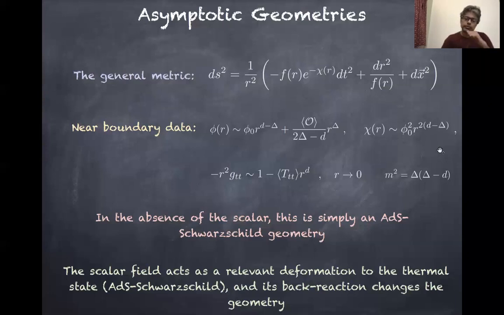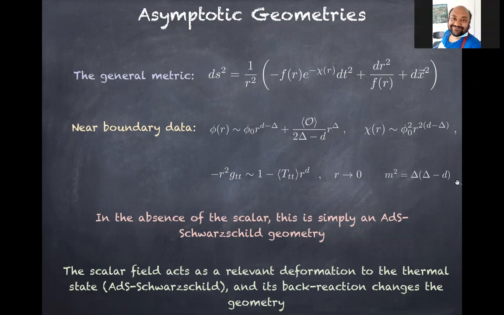And so phi has an expansion. This chi field also has an expansion. And r squared g_tt is basically an information of f. Delta is the conformal dimension or something like that? Yeah, Delta is the conformal dimension of the operator that you would introduce. In fact, because you want a relevant deformation, you want delta to be less than d. Yes. But in terms of parameters, delta is just given by the mass squared of the scalar. Sure. By this formula, for example.